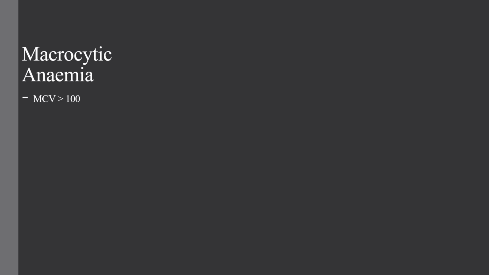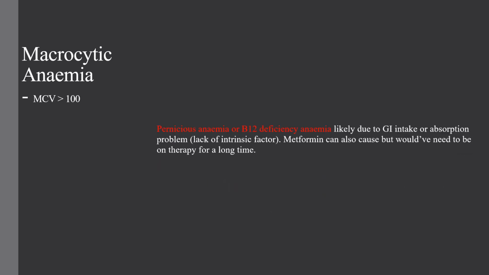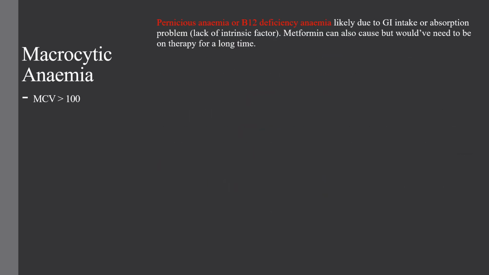Okay, now we're going to get into the easy ones. Macrocytic anemia. Basically that's your B12 or folate. So let's start off with B12, which is going to be your pernicious anemia. I think I said that right.